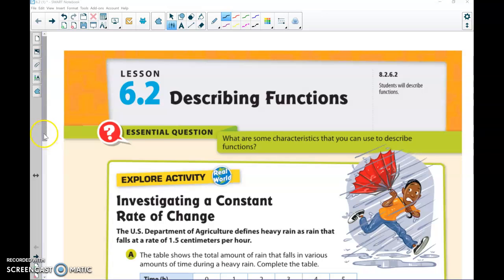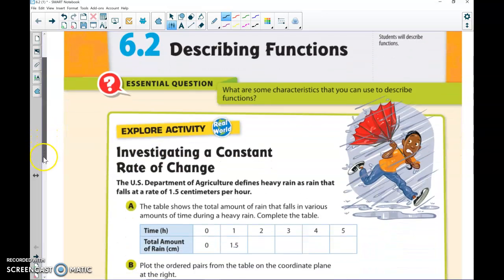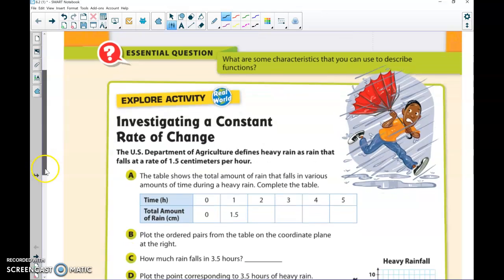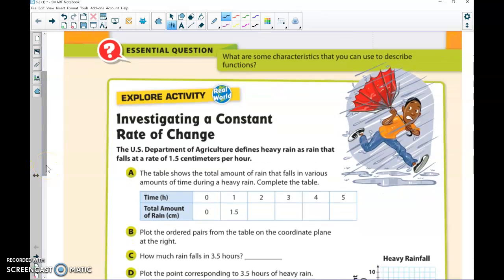So most of this lesson should be review. They're pretty much going to ask you two questions. Is it proportional and is it linear? Both of which we talked about in the past. And they're going to have you fill out some tables here, which we've done in the past as well.